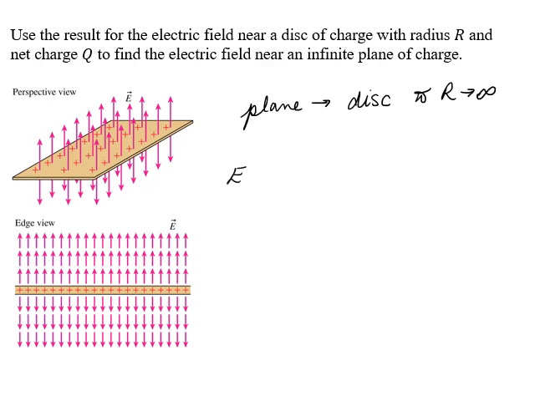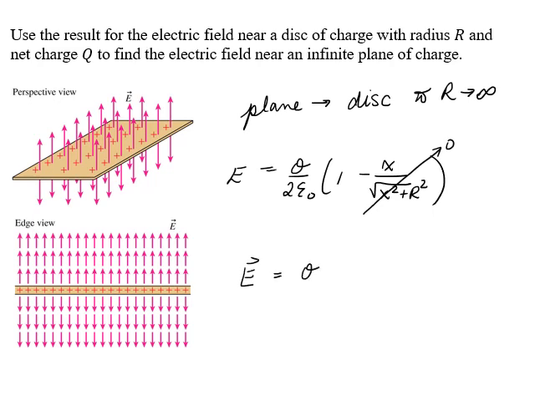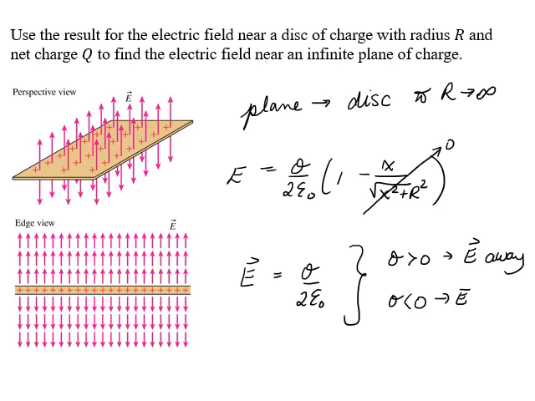So our electric field due to our plane of charge would be sigma over 2 epsilon naught times 1 minus x over the square root of x squared plus r squared. If we let r go to infinity, then this entire term goes to zero. That tells us that the electric field due to a plane of charge is sigma over 2 epsilon naught. And the direction, if sigma is positive, then the electric field is away. And if sigma is negative, then the electric field is toward. Okay, so there's the electric field around a plane of charge.